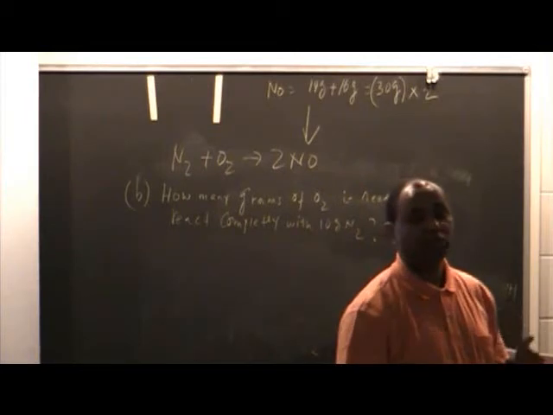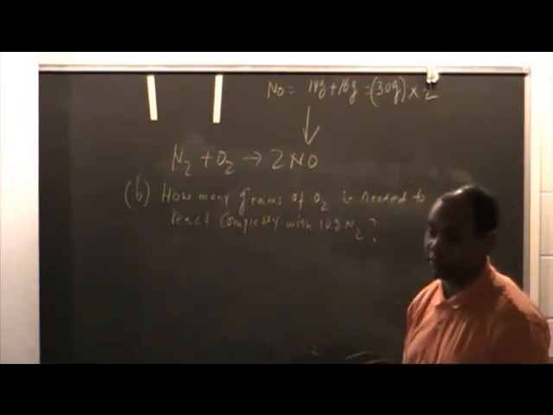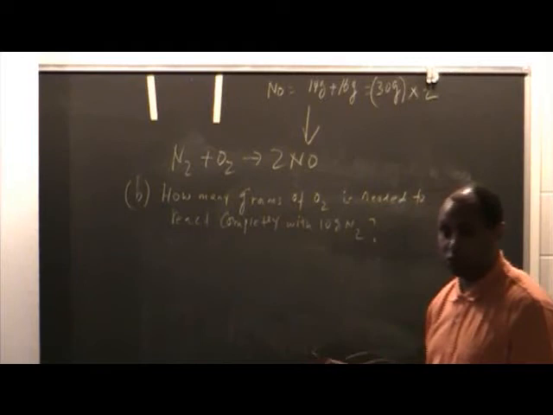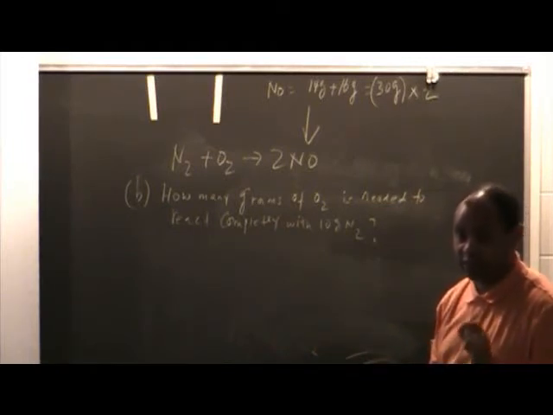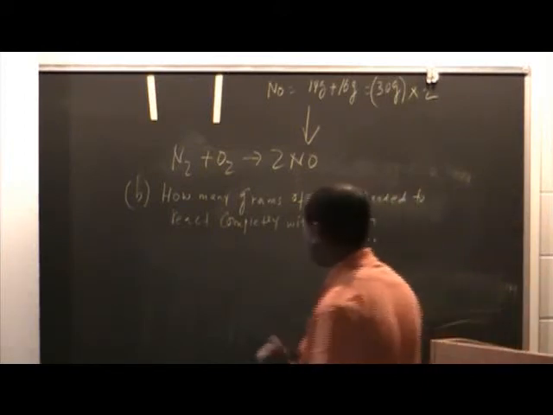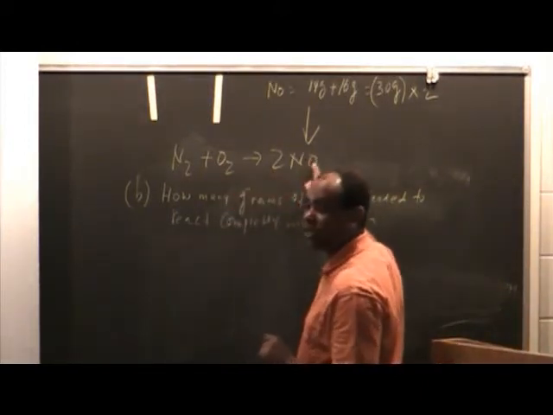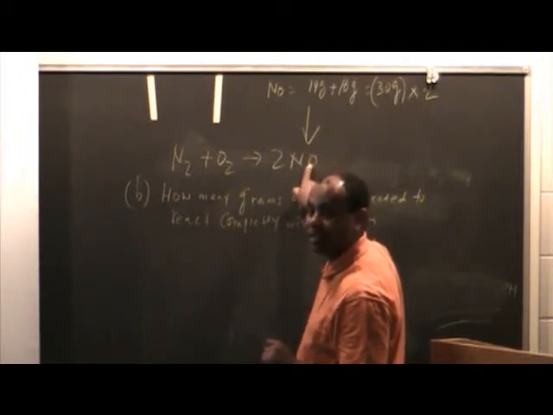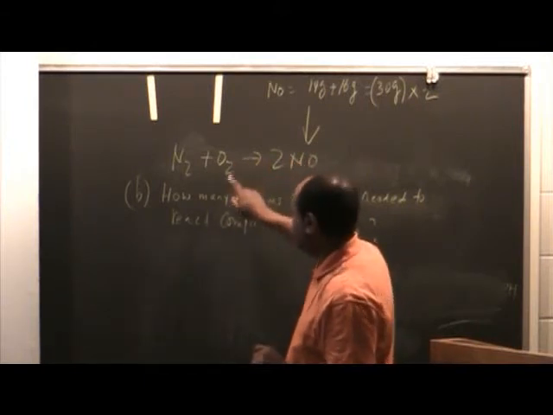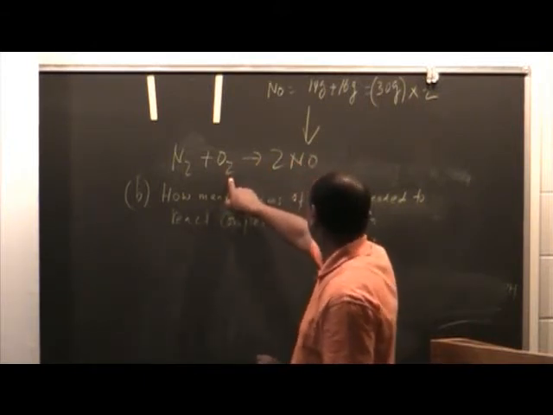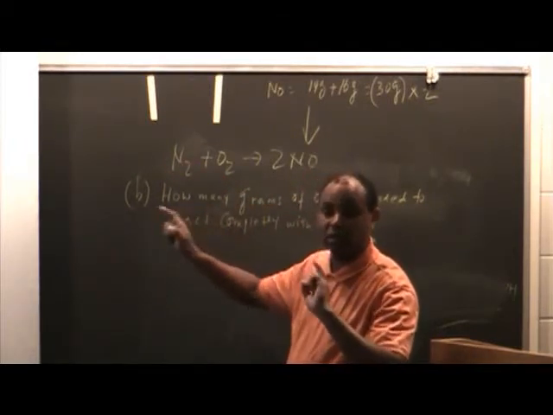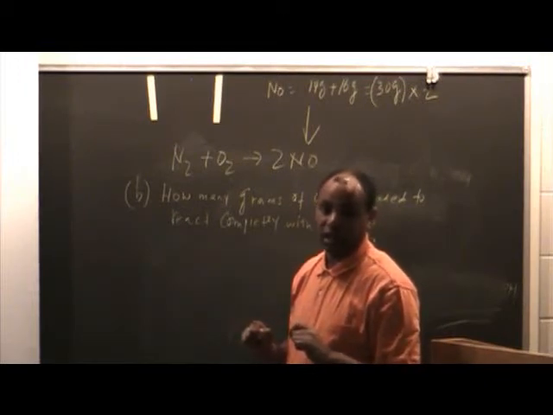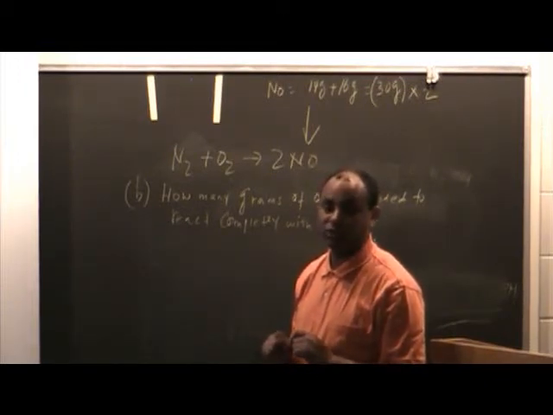This time, you're not going to compare reactants to products. This time, you're going to compare reactant to reactant. That is really very important to understand the question. The question is not how much nitrogen monoxide you get at the end. That's not the goal. The question is, how many grams of oxygen are needed to react with 10 grams of nitrogen? So you're going to compare nitrogen with oxygen. How do you answer this? What's your approach?